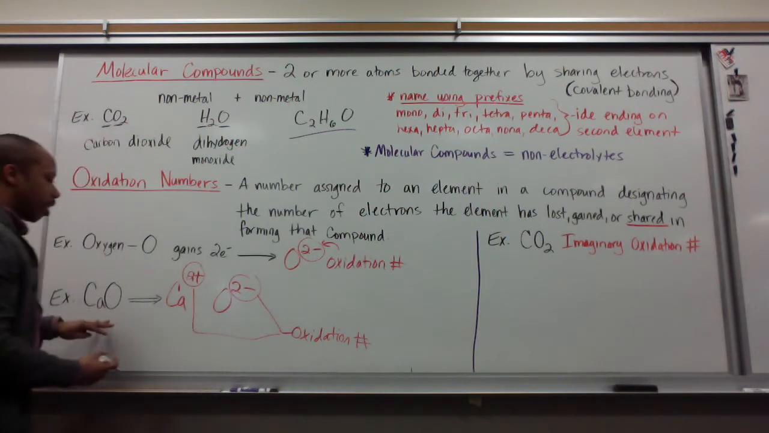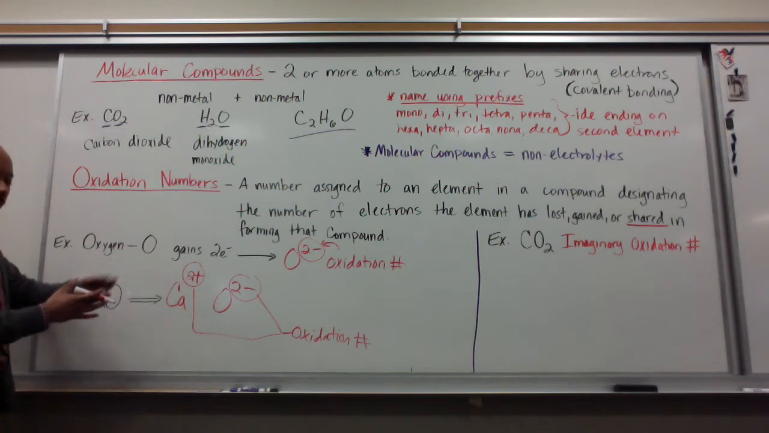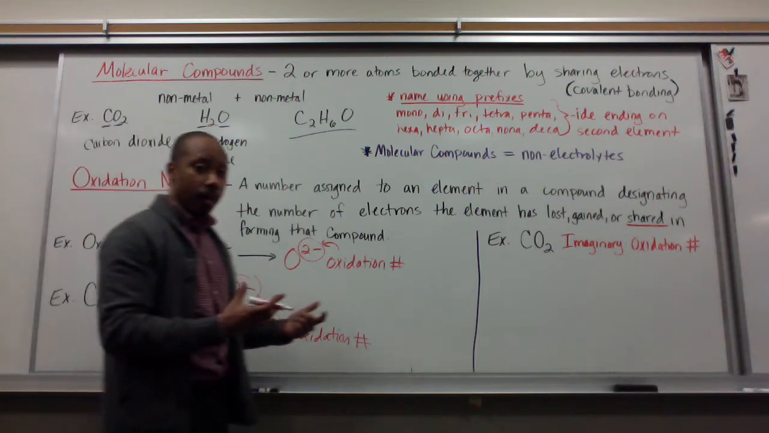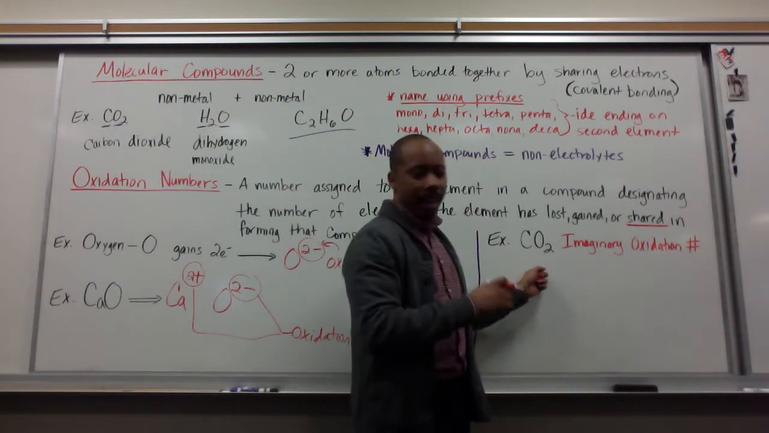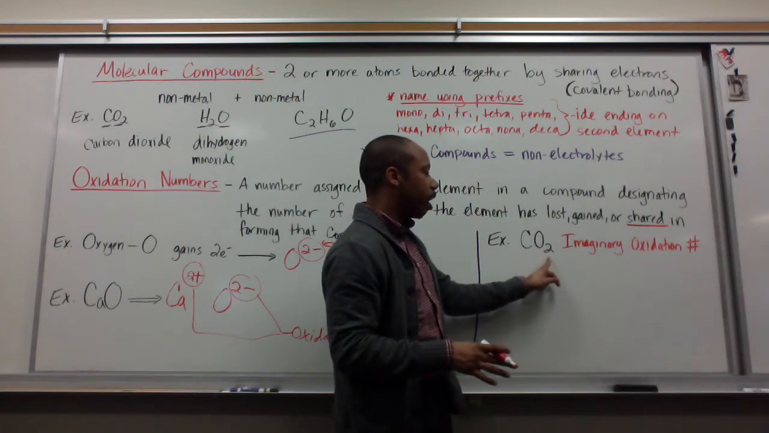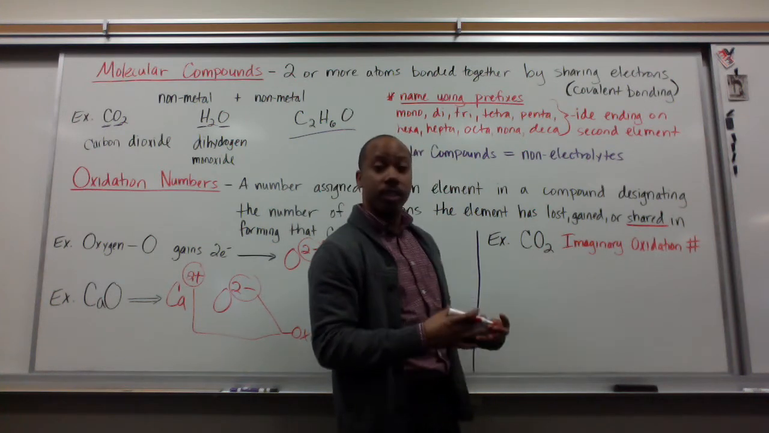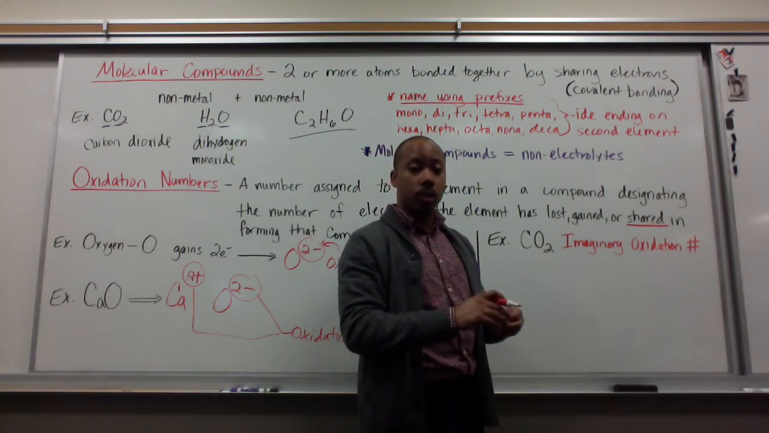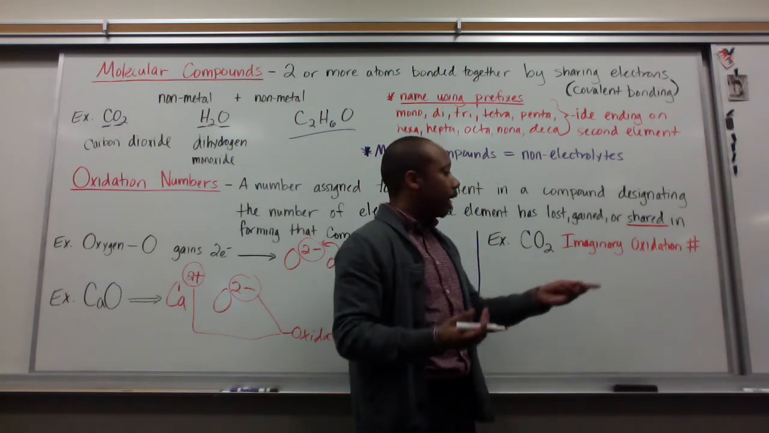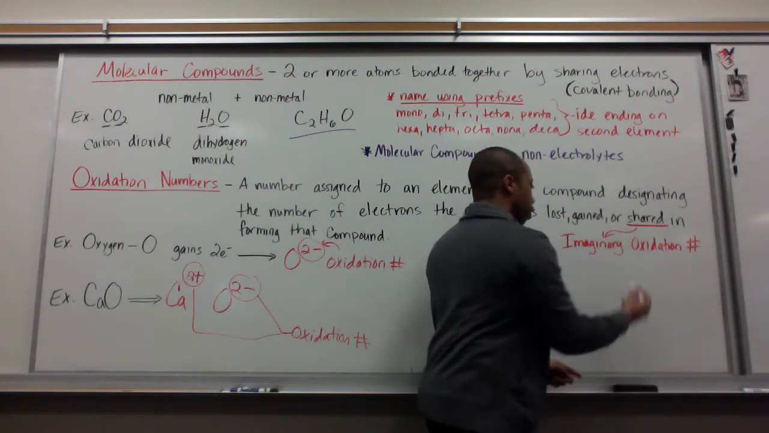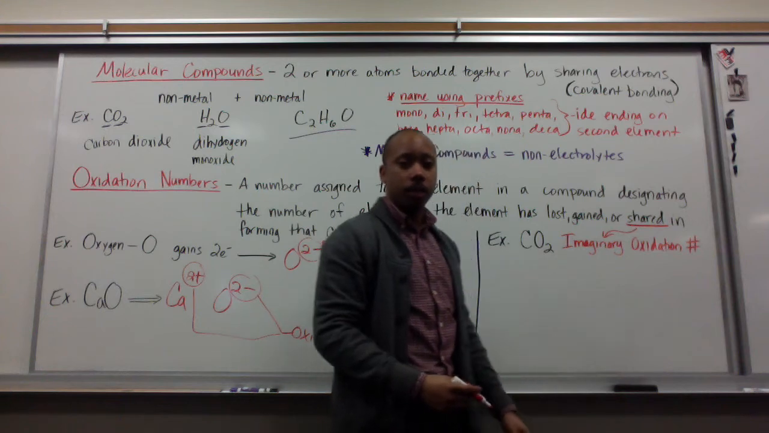Now, this is an ionic compound. This is just a single atom in an ionic compound. Let's see what it looks like in a molecular compound. Excuse me, carbon dioxide is a molecular compound. And we call its oxidation numbers imaginary because it didn't really lose electrons or gain electrons. It's sharing. That's why sharing here is underlined. So sharing kind of alludes to imaginary oxidation numbers.